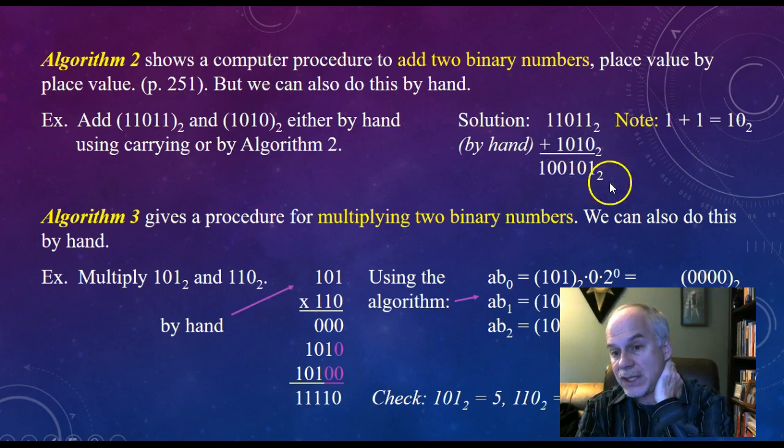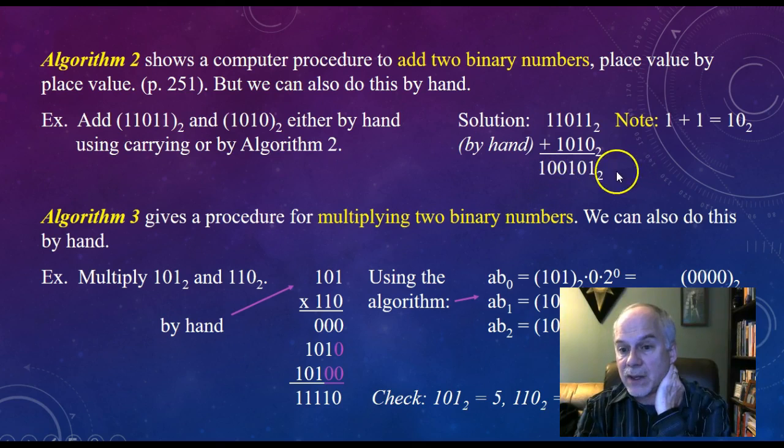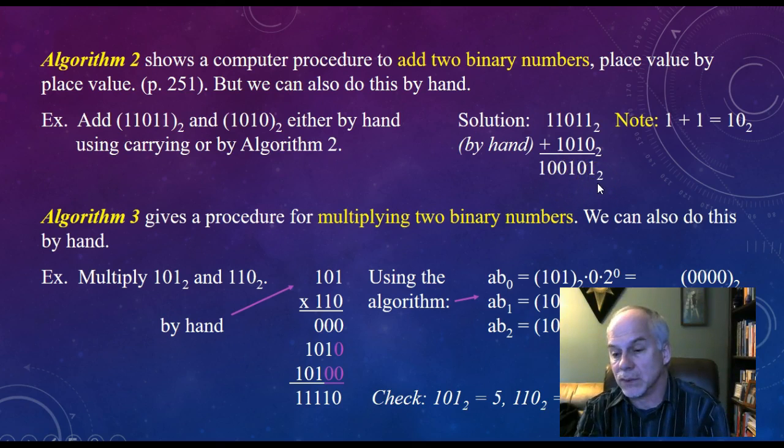Well, is this 37? Well, let's see. This is the ones place. This is the fours place, because that was the 2, and then the 4, then 8, 16, 32. So this is 32 plus 4, which is 36, plus 1, which is 37. So it does work out, you know, if you look at the base 10 numbers.